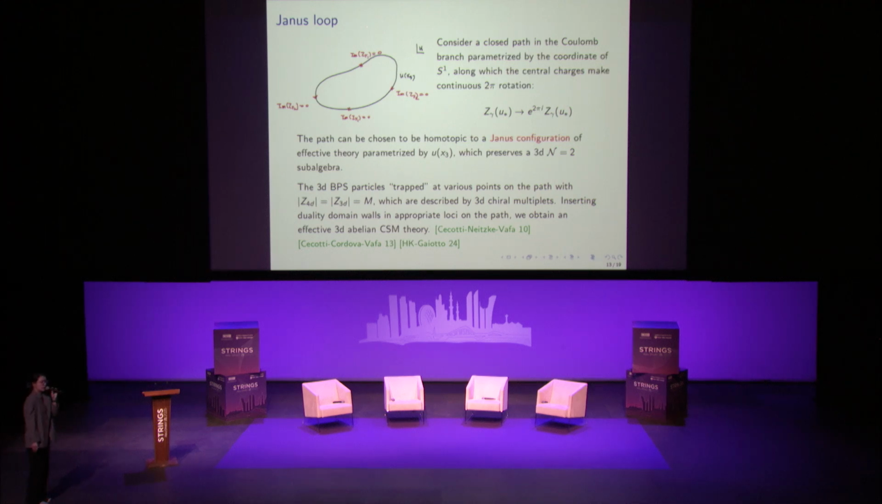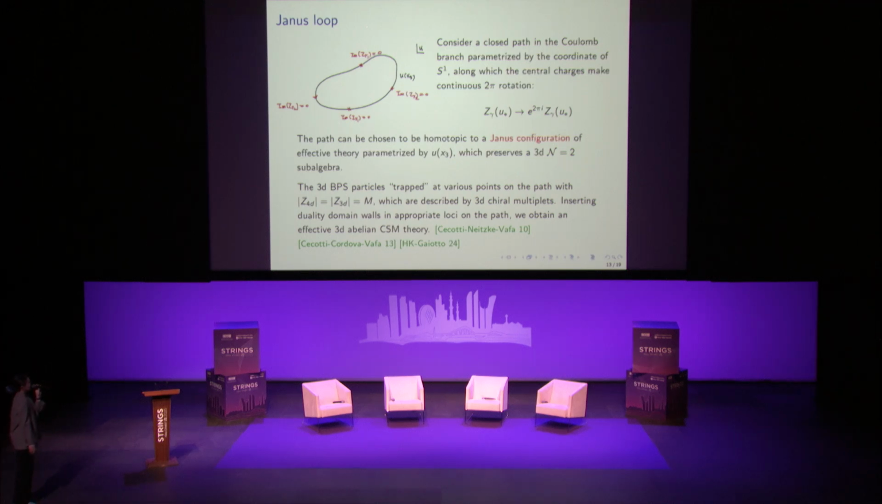And in order to realize the U(1)_R twisting that I mentioned in the previous slide, you require that as you go around that path once, the central charges also make a continuous 2π rotation. In particular, this path can be chosen to be homotopic to the Janus-like configuration of the effective abelian gauge theory, parameterized by the varying coupling constant, which is determined by u(x3). This can be chosen to preserve a 3D N=2 subalgebra.